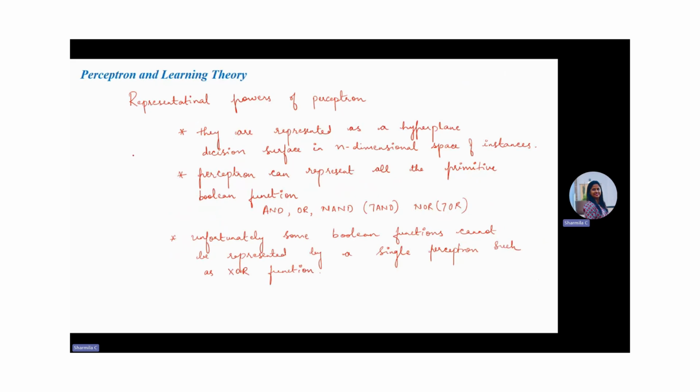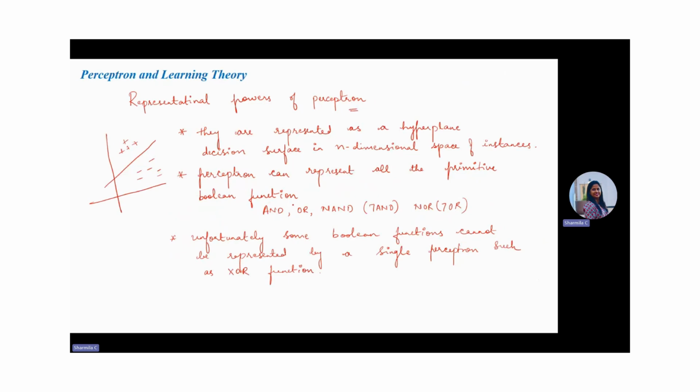Perceptrons are usually represented as a hyperplane in n-dimensional space, something like this. And perceptrons represent very well all the Boolean functions like AND, OR, NAND, NOR, etc., because all these are binary values. So this works well whenever we have a binary class or two-class problem, where we classify either to this category or to this particular class.